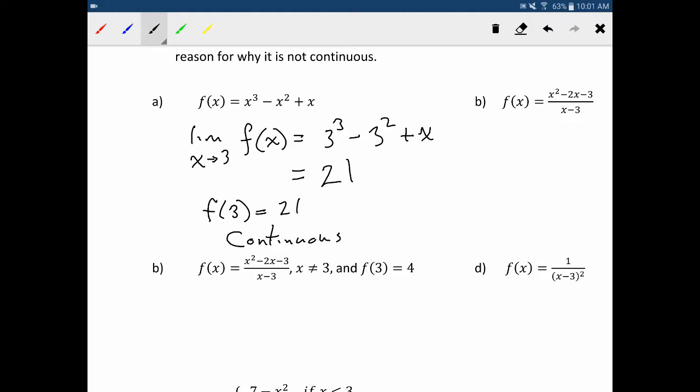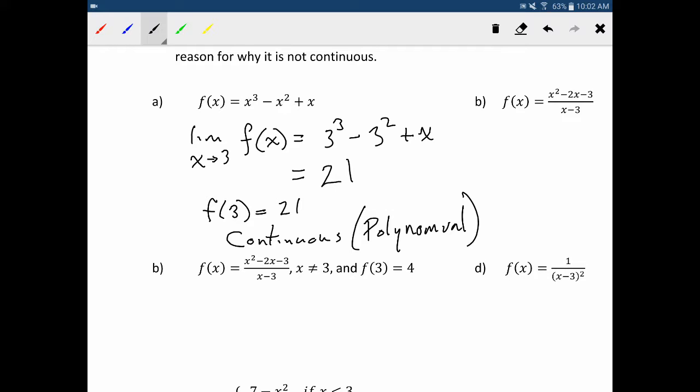And a little trick is that any polynomial will be continuous throughout the entire function. So any polynomial, anytime you've got a cubic, quartic, quadratic, whatever, doesn't matter. If it's a polynomial, it is continuous throughout.